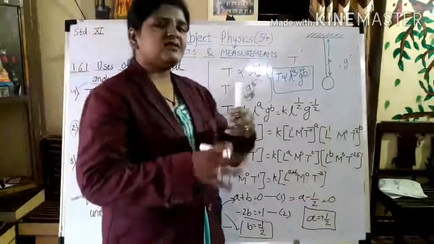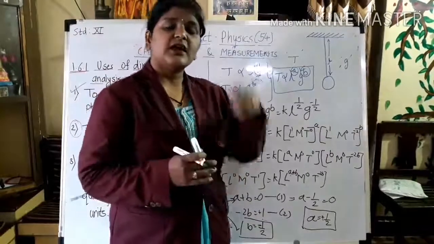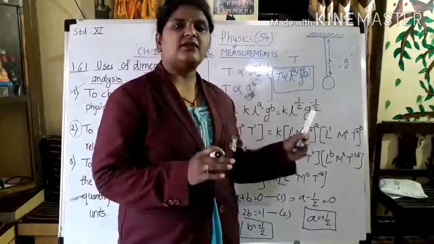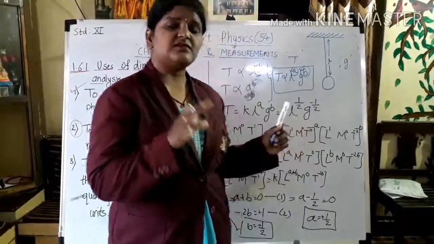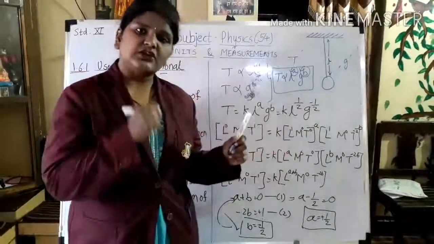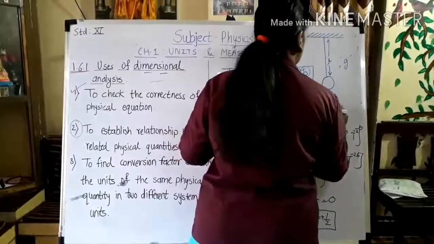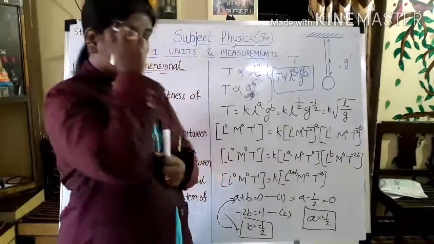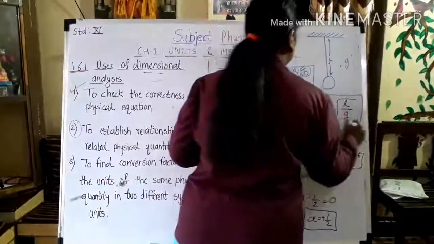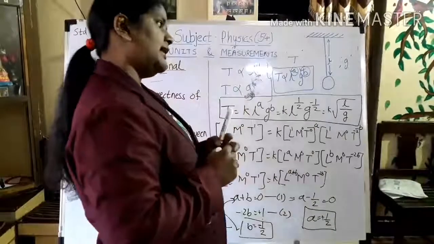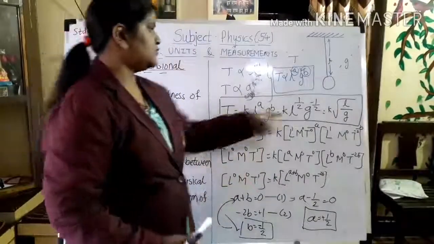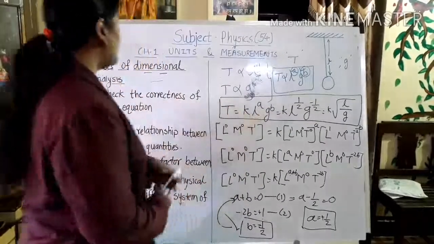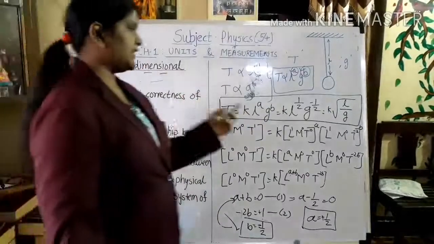So as it is raised to half or -half, it is nothing but under square root. As it is raised to +half, that term is in numerator, and as it is raised to -half, that means it is in denominator, right? So I can write this equation as T is equal to K under root L by G. So by using the second use, we have derived the equation.